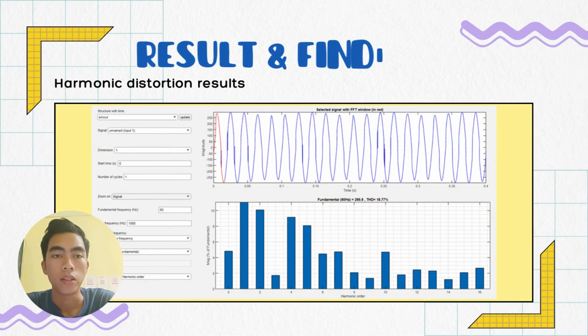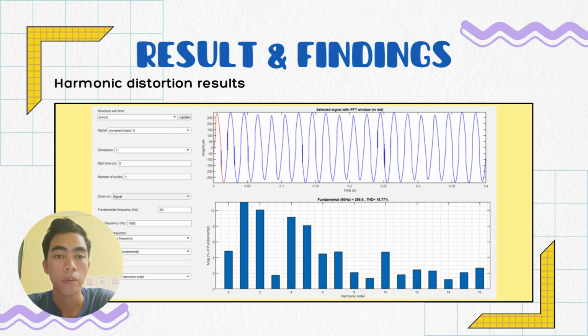Okay, next is the result. The figure shows two plots illustrating the analysis of harmonic distortion in a signal. The top plot shows a time domain waveform of the signal, where the selected portion for the fast Fourier transform, which is FFT analysis, is highlighted in red.